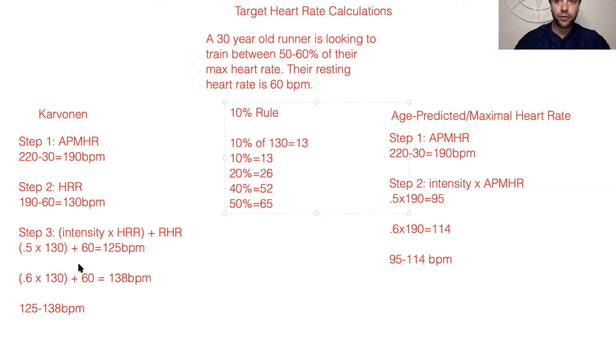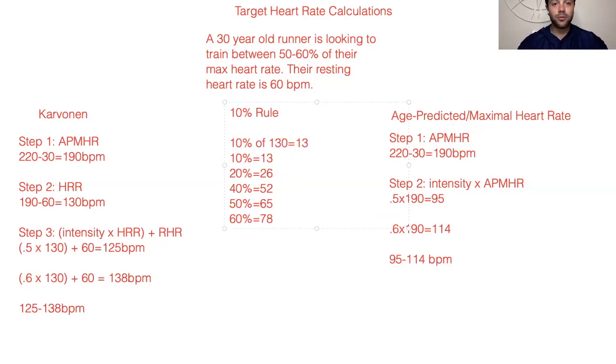So that's straightforward. And then let's just say I want to go up to 60. 60% is just going to be that 50% number plus the 10% number, right? So you could do 65 plus 13, and that would give me 78, right? That would give me 78. And that's how I do that. That's what I call the 10% rule.